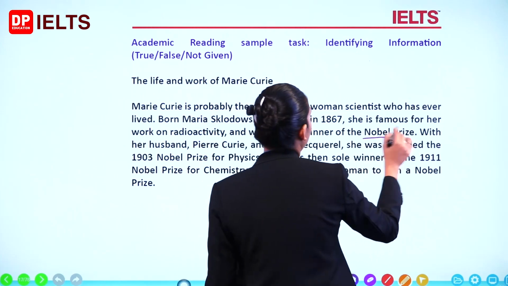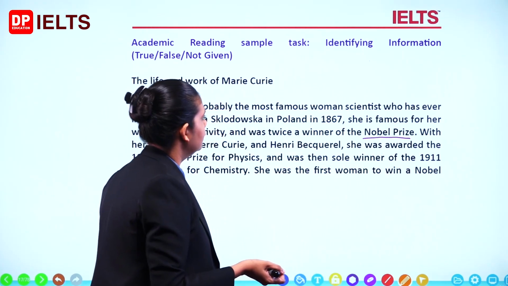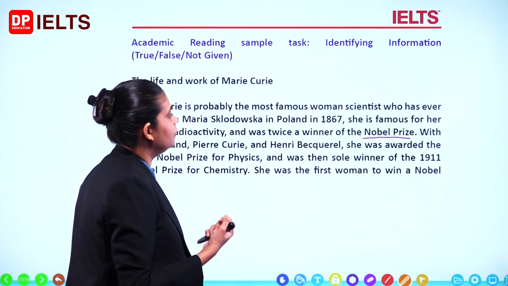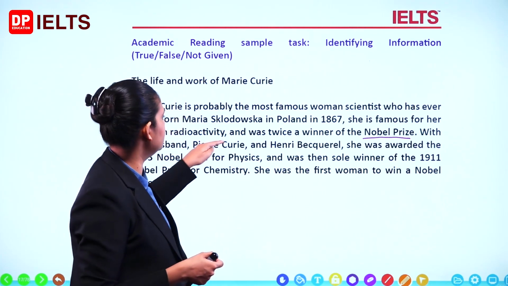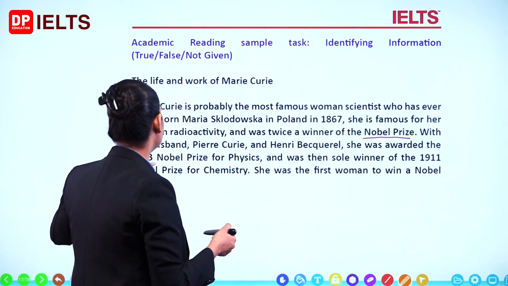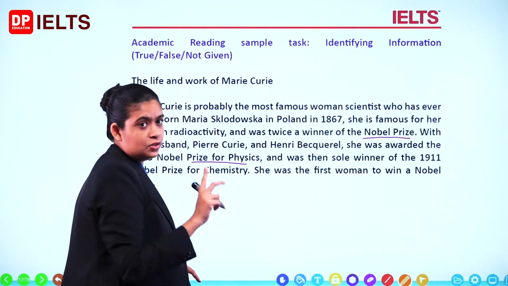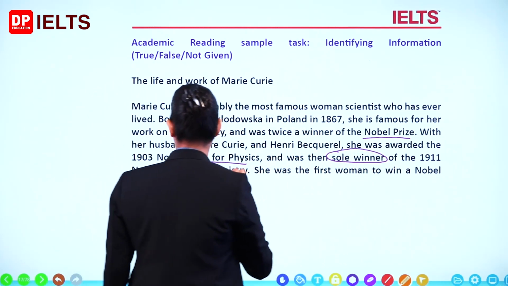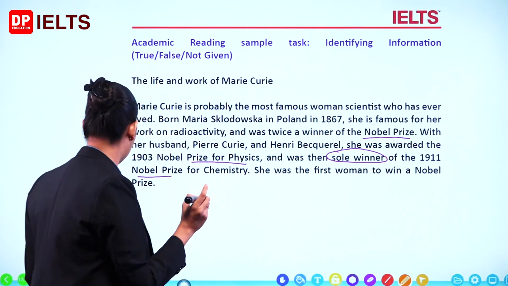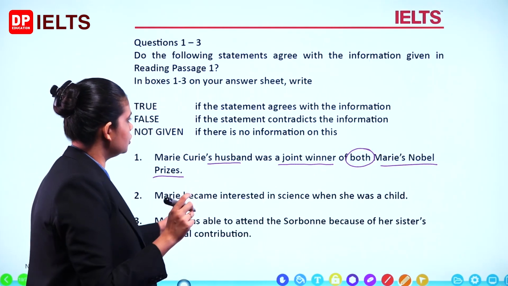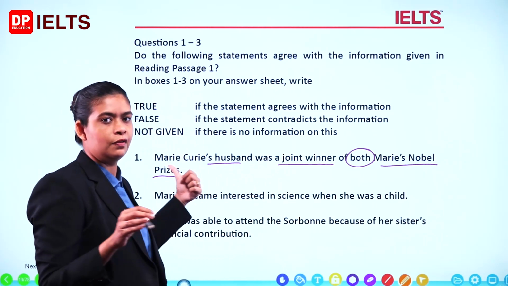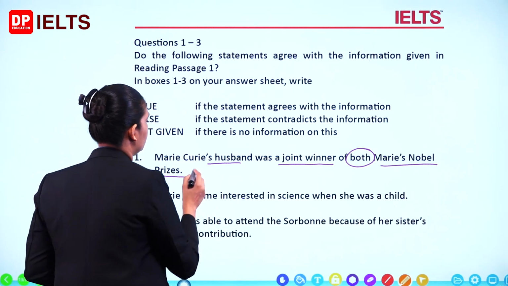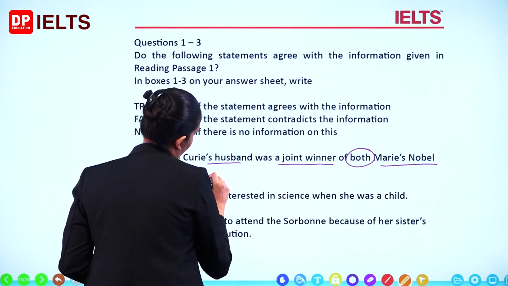Nobel Prize. Let's read. She is famous for her work on radioactivity and was twice a winner of the Nobel Prize. With her husband Pierre Curie and Henry, she was awarded the Nobel Prize for Physics. So with her husband, she got 1, yes. Then sole winner of the Nobel Prize for Chemistry. Okay. So did she get both with her husband? No. Very clearly it says only 1 with her husband and the other one she was a sole winner. So this is false.